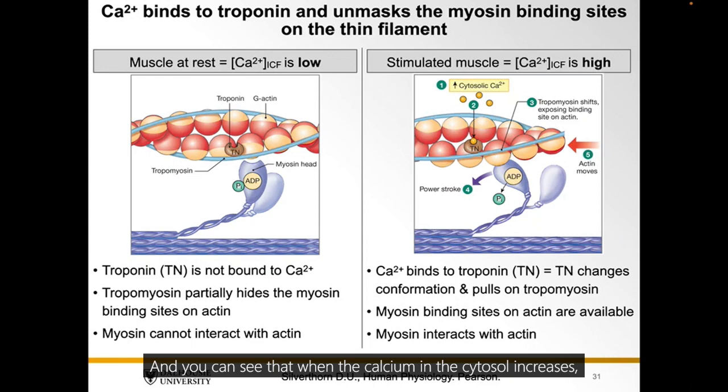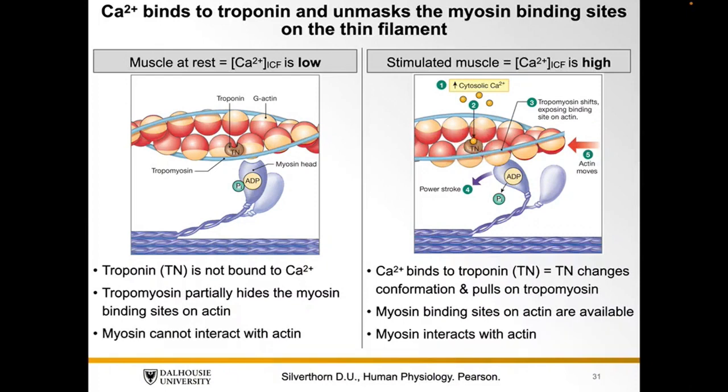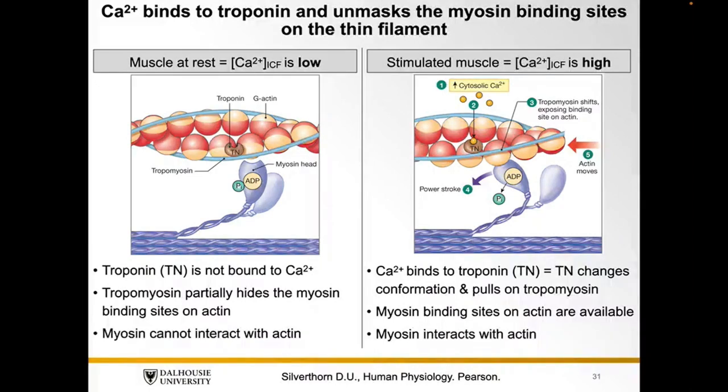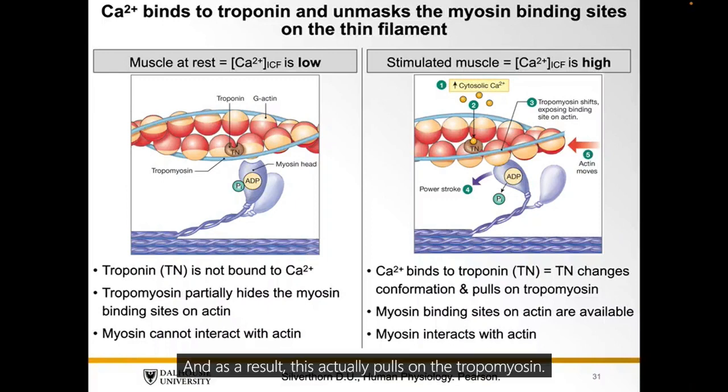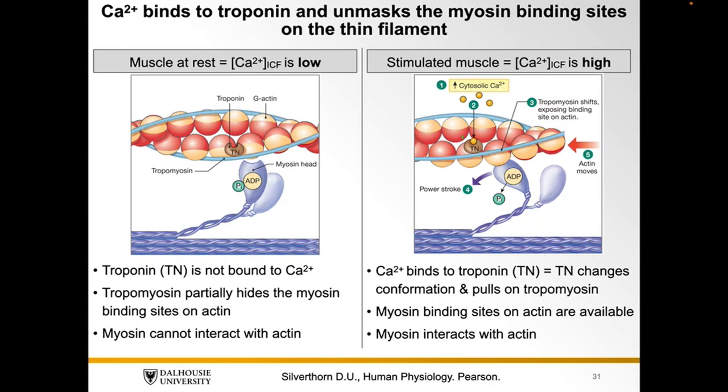And you can see that when the calcium in the cytosol increases, it will bind to troponin, which we see right here. Once again, it's a story of conformational change, or change in the shape of the protein. So when calcium binds to troponin, that causes troponin to change its shape, or change its conformation. And as a result, this actually pulls on the tropomyosin. Remember that troponin and tropomyosin are connected with one another. So if troponin changes and moves upward, it brings tropomyosin upwards as well.